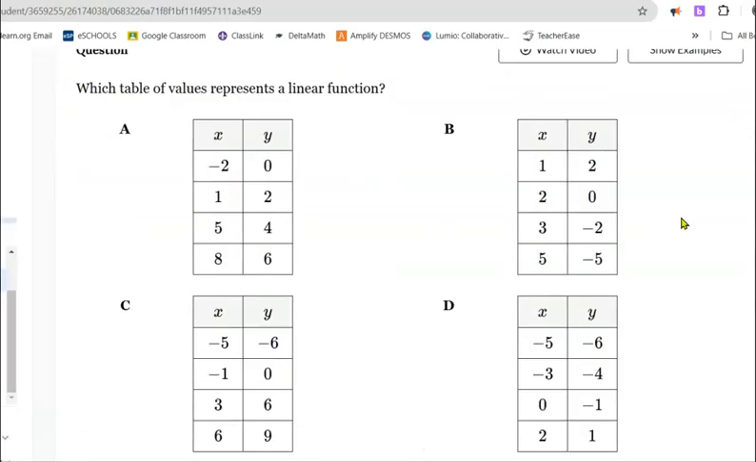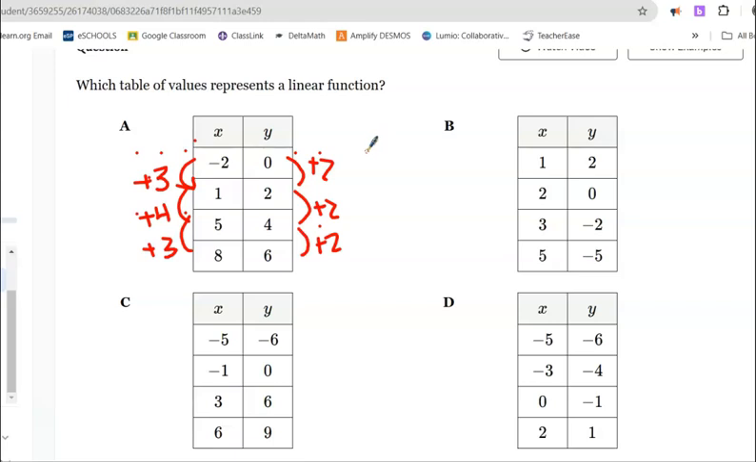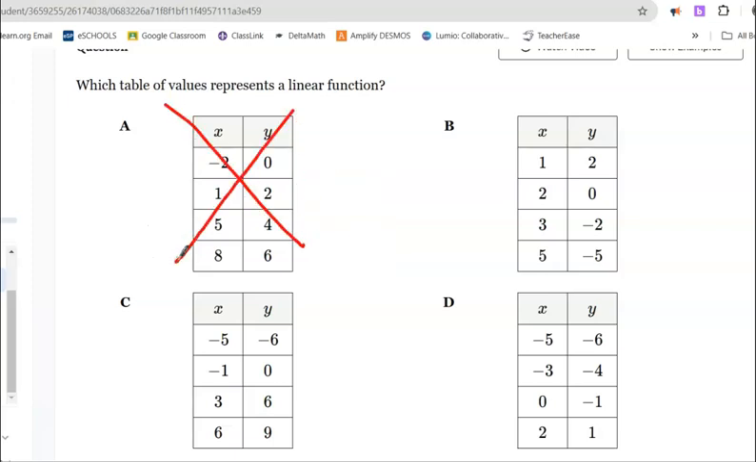One more time. Let's take a look at this table and see if it's linear. This one goes up 3. This one goes up 4. This one goes up 3. Okay? This one goes up 2, up 2, up 2. It's definitely not linear because 2 over 3 and 2 over 4 are not the same. So this one is out.